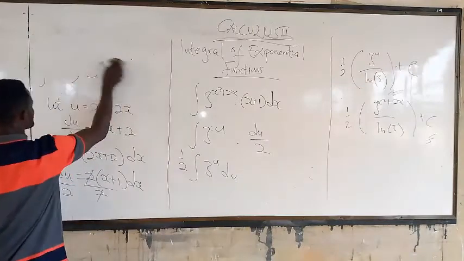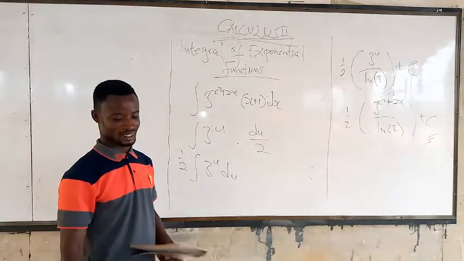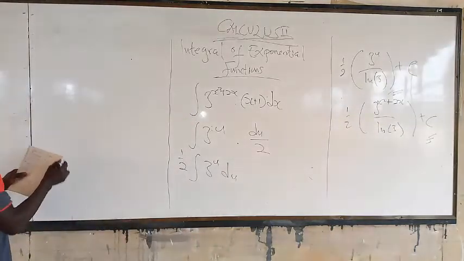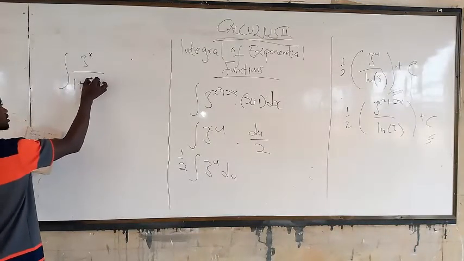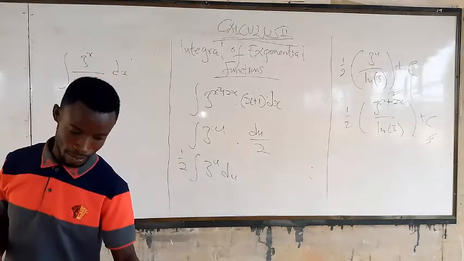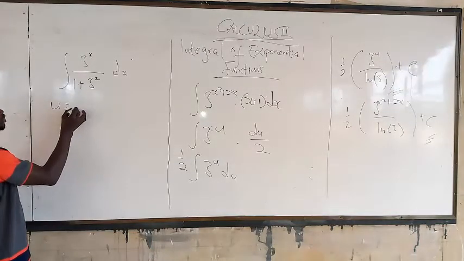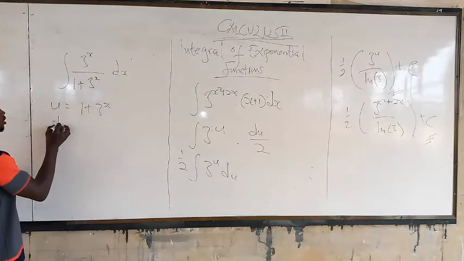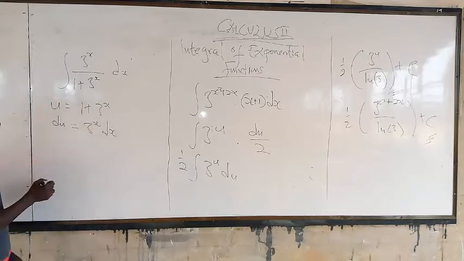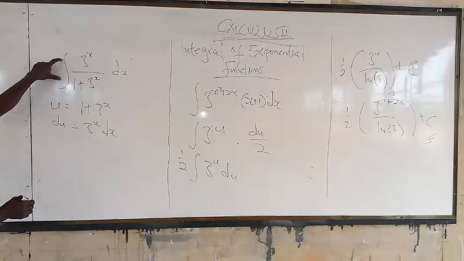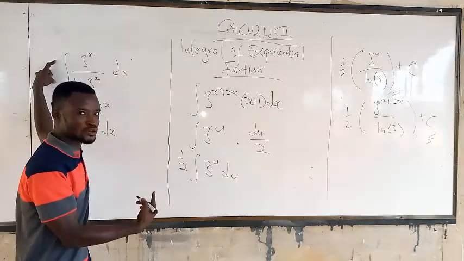Last question. Oh, I love calculus, most especially calculus 2. And we have the integral of 3 raised to the power s over 1 plus 3 raised to the power s ds. Last question. Yes, straightforward. Set u to be equal to 1 plus 3 raised to the power s. du is equal to 3 raised to the power s ds. And we can see on top that you can make ds the subject and do the substitution.